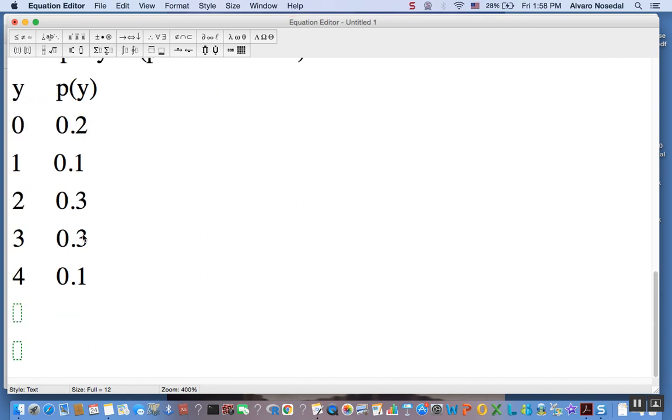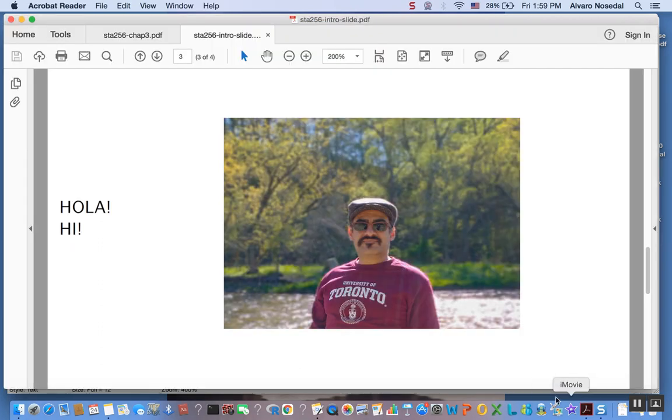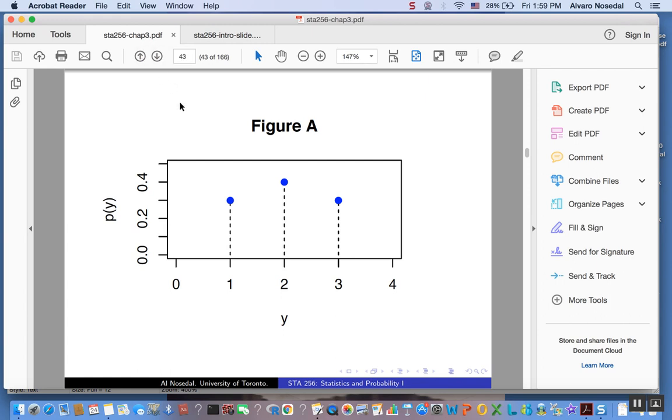Again, these numbers satisfy those two conditions. They are numbers between 0 and 1, and the sum of all of them equals 1. Okay? So it's a legit probability distribution. Next, let me show you a graphical representation of these two probability distributions. I think I have them here. Yeah, there they are. See?